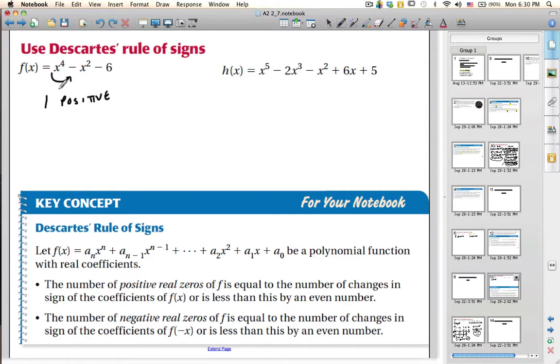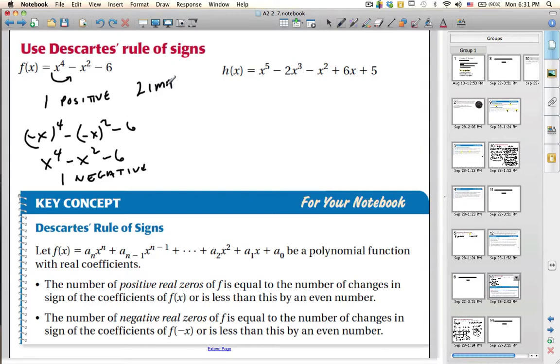Okay, and now if I plug in negative x for everything, so if I have negative x to the 4th minus negative x squared minus 6, then taking this to the 4th power will be x to the 4th. This also doesn't change, you see. If I had some odd powers in, it would change the signs a little bit. So then I would also have 1 negative. What helps there is that if I know I have 1 positive solution and 1 negative solution, but I have 4 solutions, that means I have 2 imaginary.